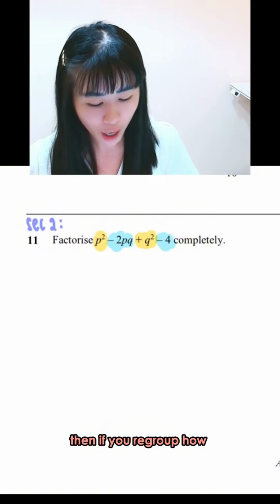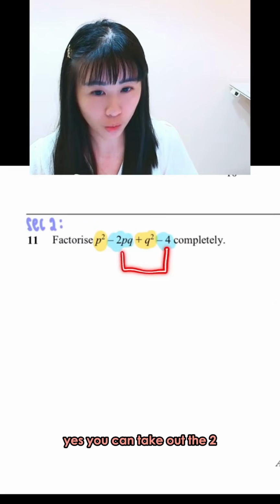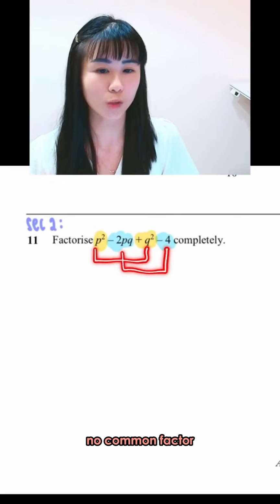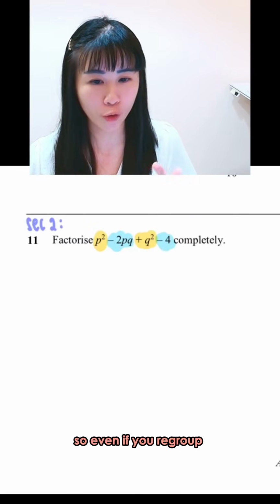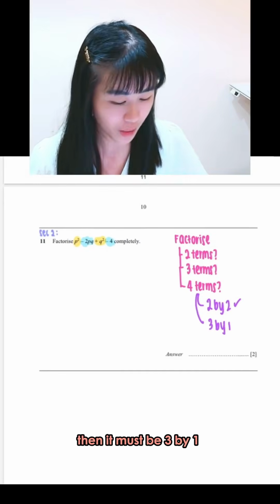Then if you regroup, how? Let's say you do this with this. Yes, you can take out the 2. But if you do this and this, no common factor. So even if you regroup 2 by 2, it didn't work out. So if it didn't work out, then it must be 3 by 1.